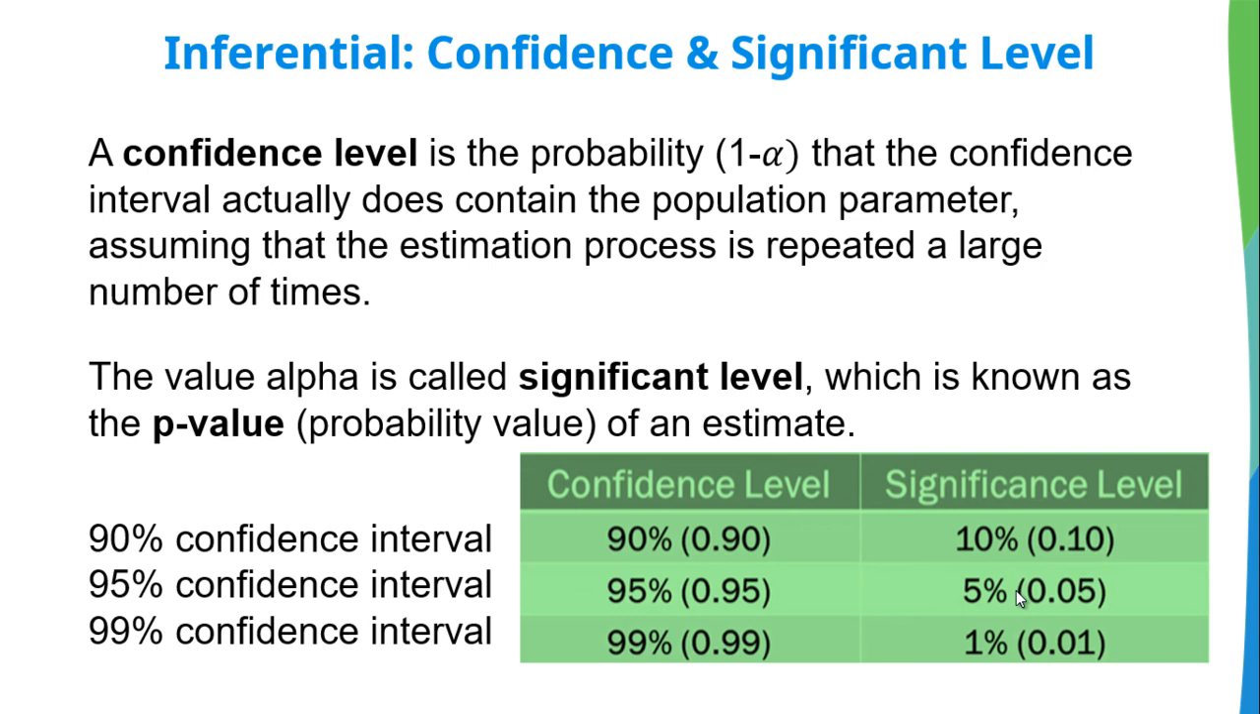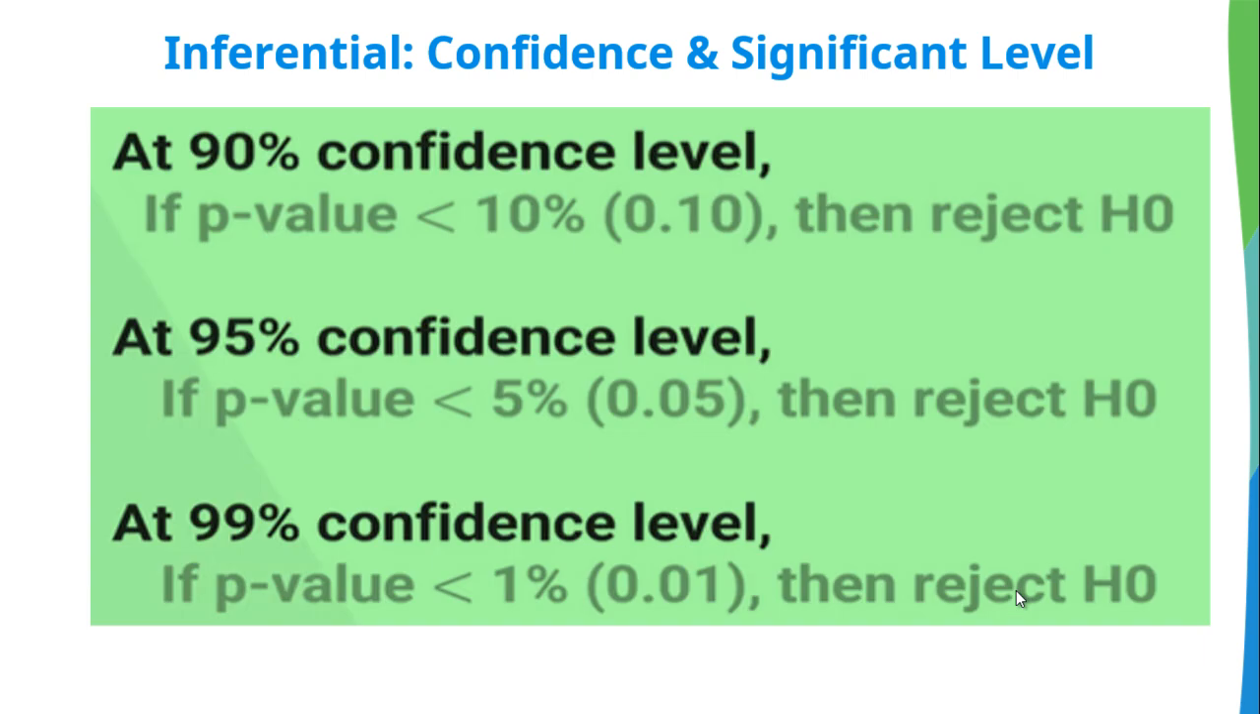If the p-value is less than the predetermined threshold, the result is considered statistically significant, which means we have enough evidence to reject the null hypothesis in favor of the alternative hypothesis. For example, at a 90% confidence level, if the p-value is less than 10%, which is 0.1, then we reject H0, the null hypothesis. At a 95% confidence level, if the p-value is less than 5%, we reject H0, and likewise at 99%. So that is that for now.